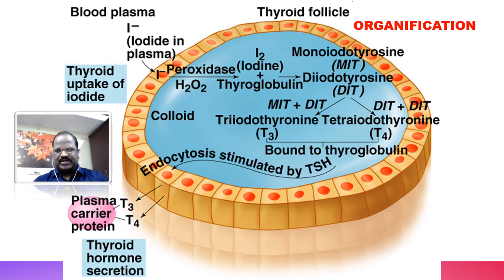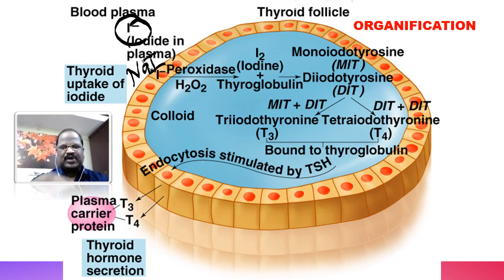There are so many steps involved in the synthesis of T3, T4. Step by step I am going to explain. The first step is iodide uptake. There is one transporter called the sodium iodide transporter. Through the transporter, iodide is taken into the follicle. Once the iodide comes into the follicle, within the follicle we have one enzyme called peroxidase enzyme. With the help of peroxidase enzyme, iodide is converted into iodine.